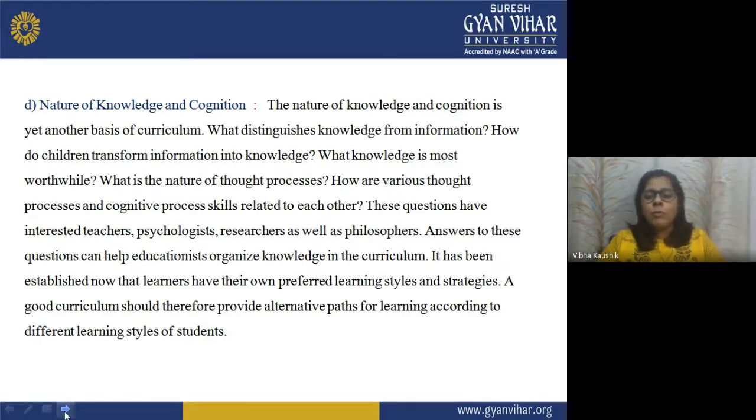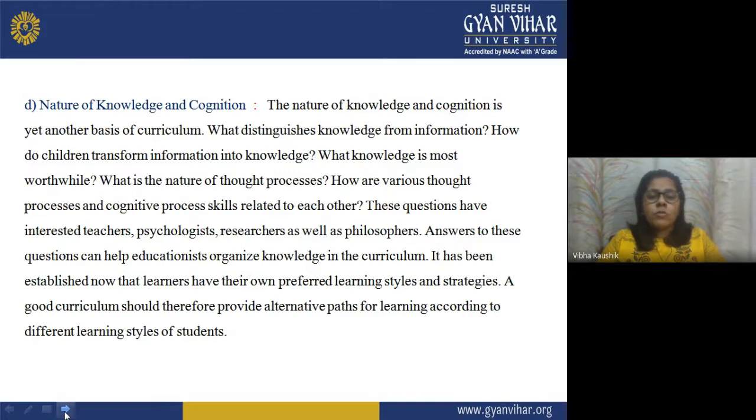What distinguishes knowledge from information? There is a difference between knowledge and getting some information. How do children transform information into knowledge, and what is the process which a child uses to transform information into knowledge? What knowledge is most worthwhile? What type of knowledge is very important? What is the nature of the thought process?